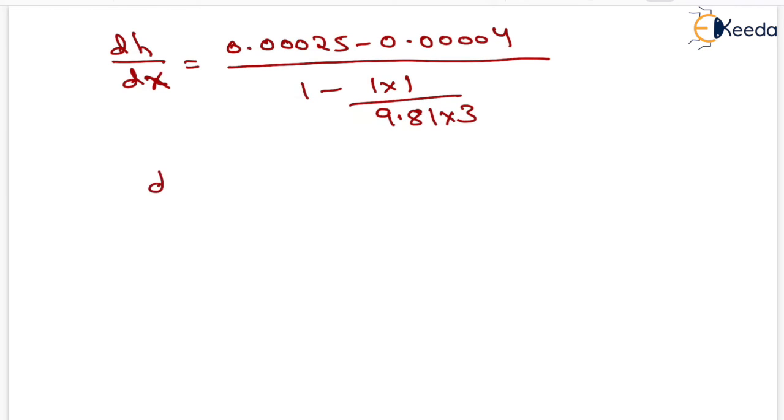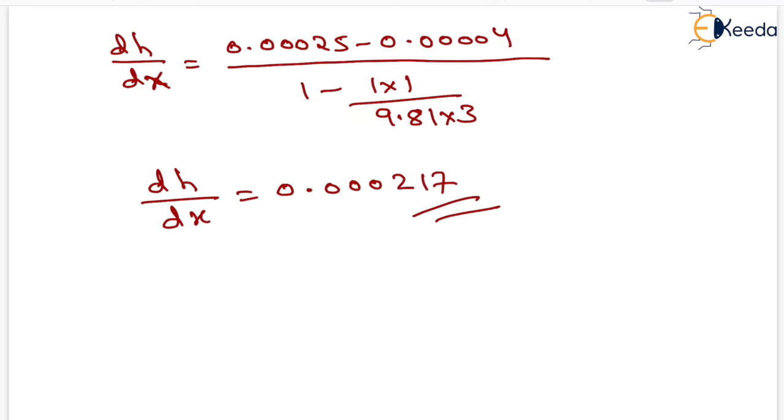On solving this, we will have dH upon dx will be equals to 0.000217. That will be the complete solution of this question.